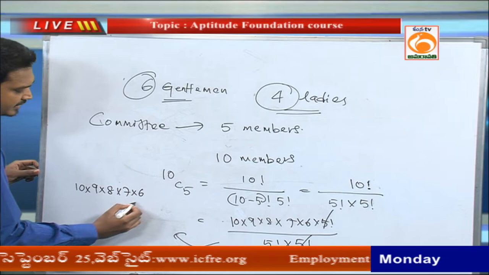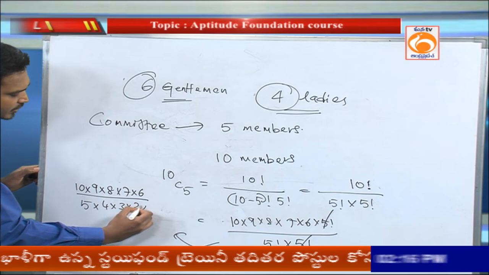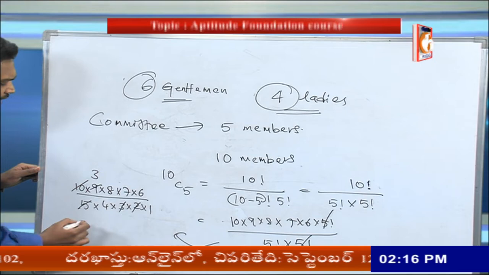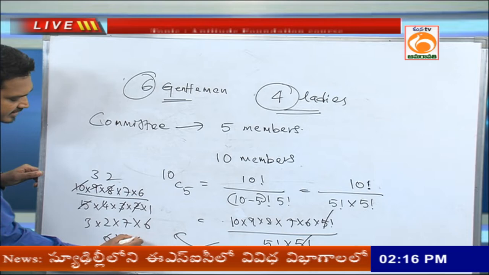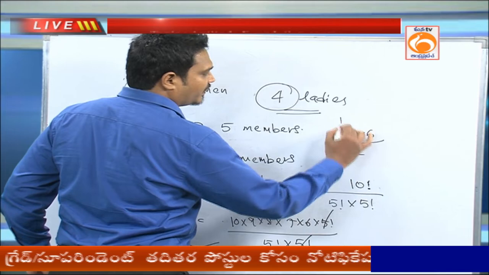So as 5 factorial cancels, we are left with only 5 factorial in the denominator, which can be written as 5 into 4 into 3 into 2 into 1. And now 5 2s are 10, correct, cancel. Now, three ones are three, three threes, and 4 ones are 4, twice. So we are left with 3 into 2 into 7 into 6, which means 6 into 7 into 6, which means 42 into 6. So 42 into 6, choose not like that, it is so simple. 6 2s are 12 and 6 4s are 24, which is 252.